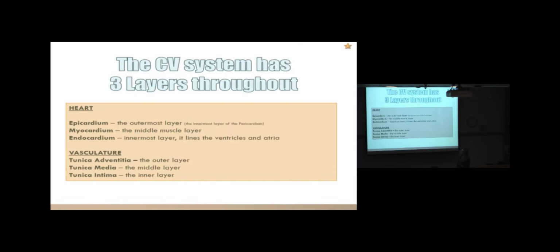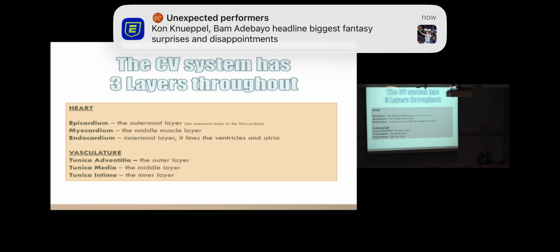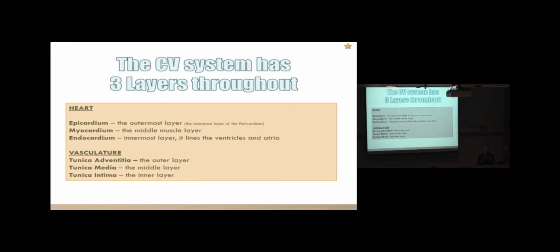Okay, so throughout the cardiovascular system, or the blood system, there are 3 layers. In the heart, we have the epicardium, which is the outermost layer, the myocardium, which is the muscular layer, and its associated endomysium and perimysium, and the endocardium, which is the innermost layer that lines the inside of the atria and the ventricles. In all but the very smallest blood vessels, there are also 3 layers: the tunica adventitia, the outermost layer, the tunica media, the middle layer, and the tunica intima, which is the innermost layer.